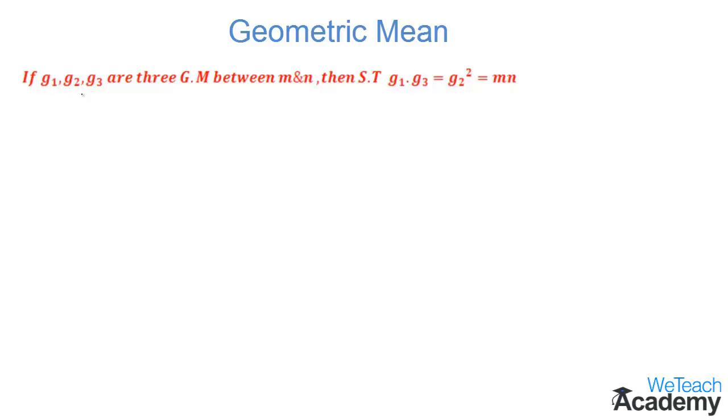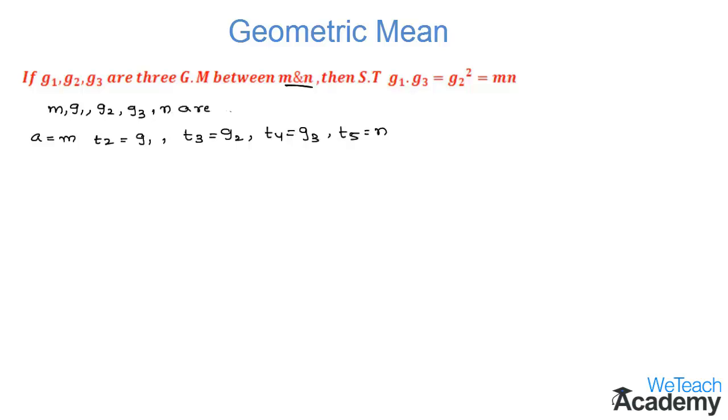So the three given geometric means are g1, g2, g3, and it is also said that these three geometric means are between m and n. So let us write m in the beginning of these three geometric means and n at the end. So we get here a value as m and second term as g1, third term as g2, fourth term as g3 and fifth term as n, if all these five terms are in geometric progression.